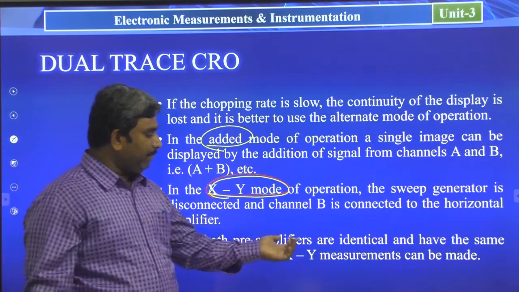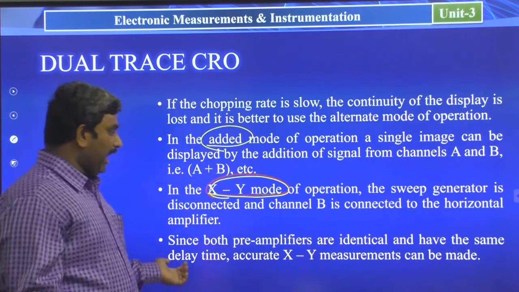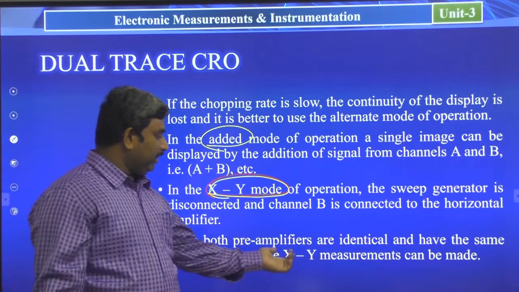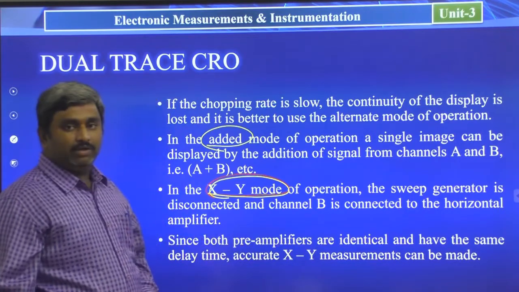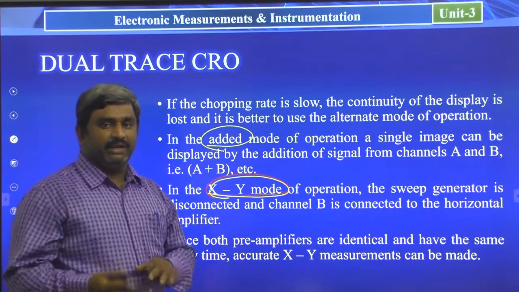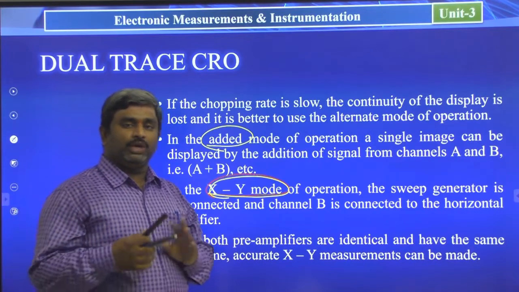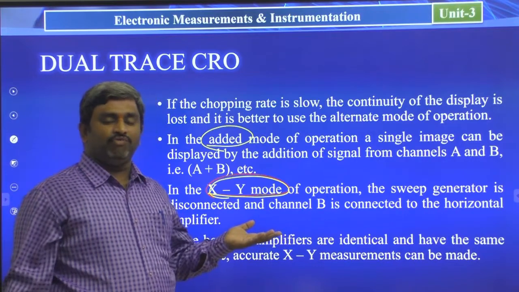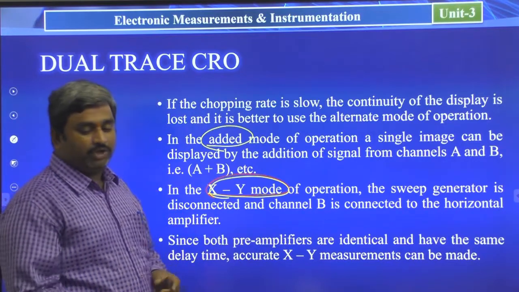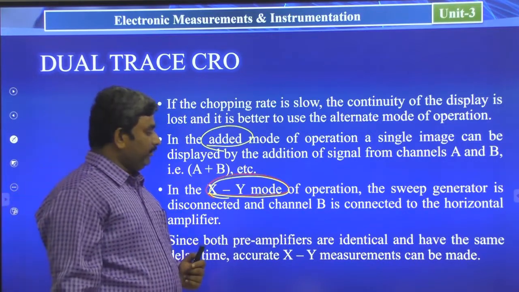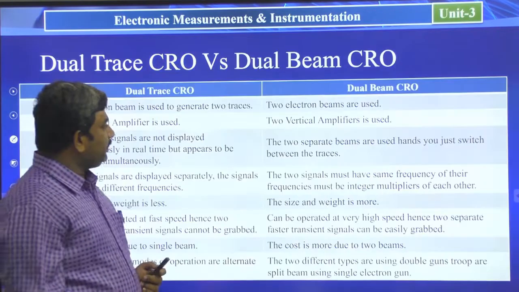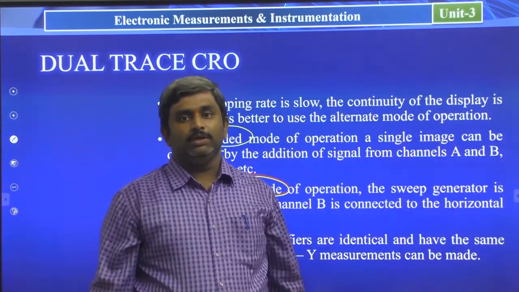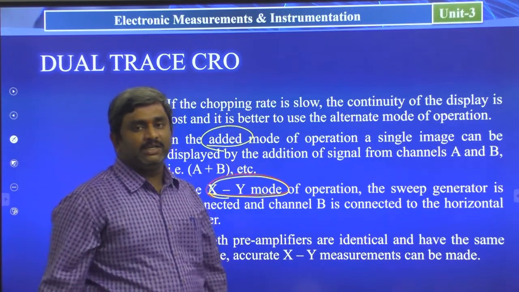Since both preamplifiers are identical and have the same delay time, accurate XY measurements can be made. So both channels have the same delay time. So you can measure one channel's information in the X direction and another channel's information in the Y direction. You can see them in parallel. So this is about dual trace CRO, right? This is about dual trace CRO.